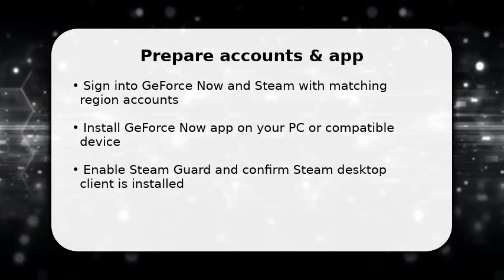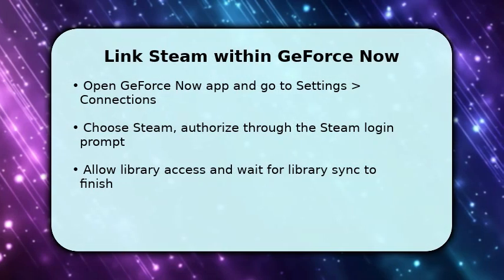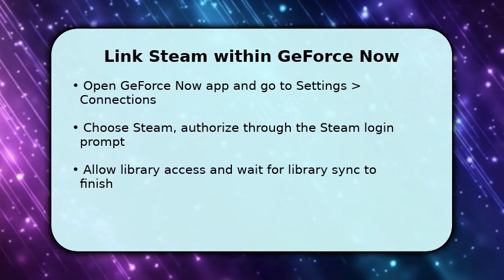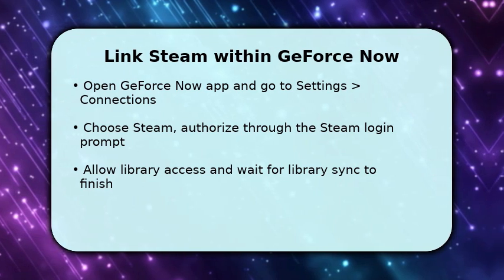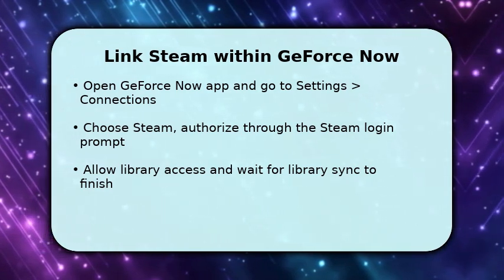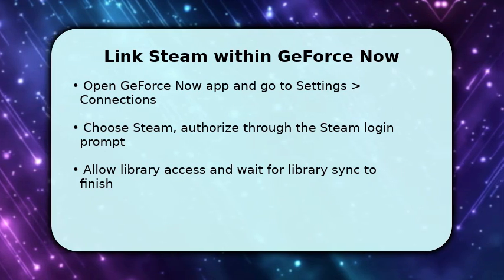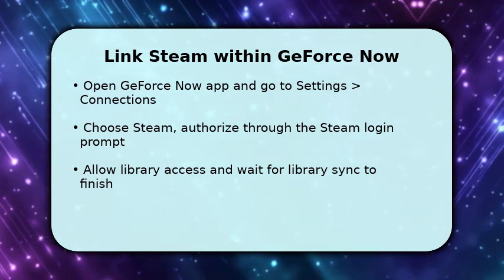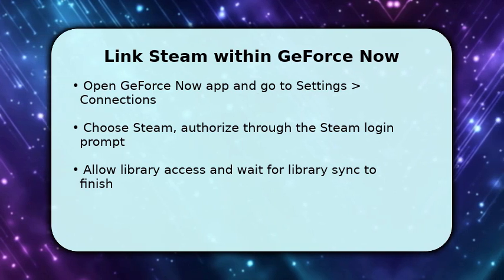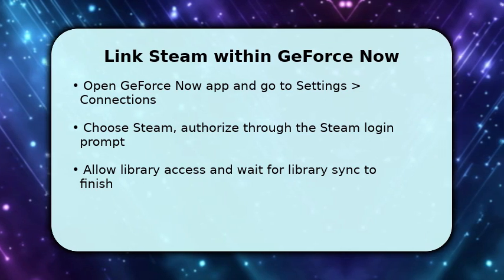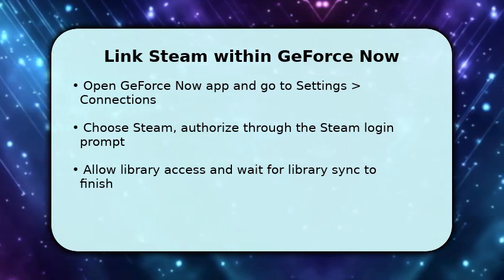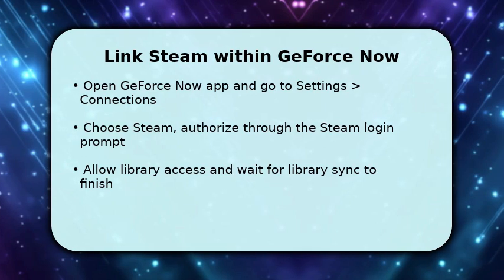Now you'll connect Steam inside GeForce Now. Open the GeForce Now app and navigate to Settings, then Connections. Choose Steam and follow the authorization flow. You'll be forwarded to a Steam login page to grant access. This step lets GeForce Now read your own games and launch them on demand. Make sure you permit library access, and then wait for the sync to complete, because an incomplete sync means games won't appear in your GeForce Now list.